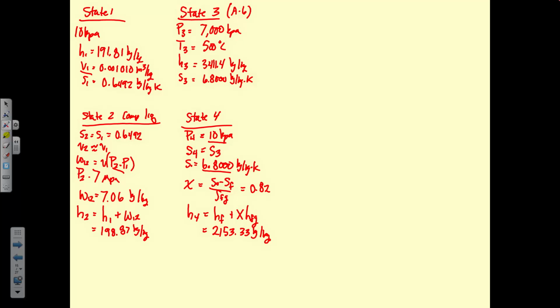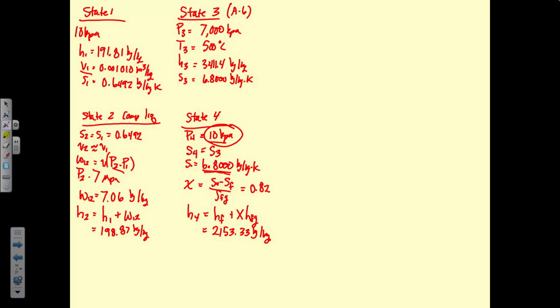Yes. So how do you know for state 4 to calculate the quality, instead of anywhere else? Because when I looked at this entropy value and this pressure, I see that for 10 kilopascals, I'm in between s_f and s_g on that table. So in order to figure out exactly where I am, I have to calculate the quality.